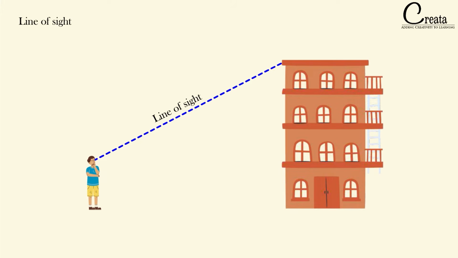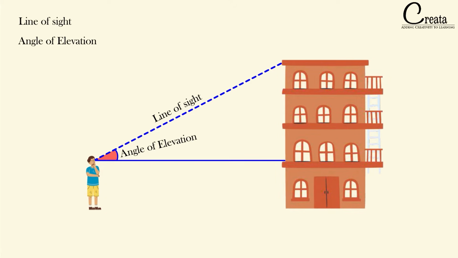Got it? And if we make an angle from that line of sight with respect to the horizontal line, then that angle will be called the angle of elevation. Angle of elevation, when you are looking upward. Got it? We have taken the horizontal line. Do not confuse it with the vertical line. This is the angle, not this.